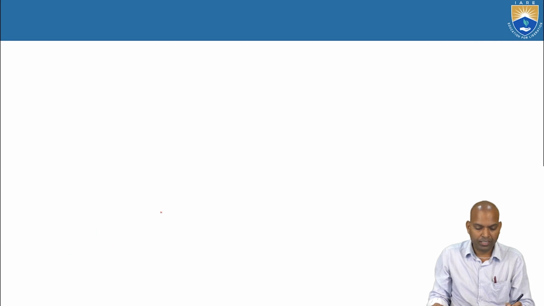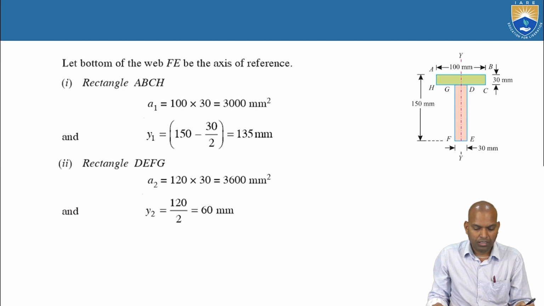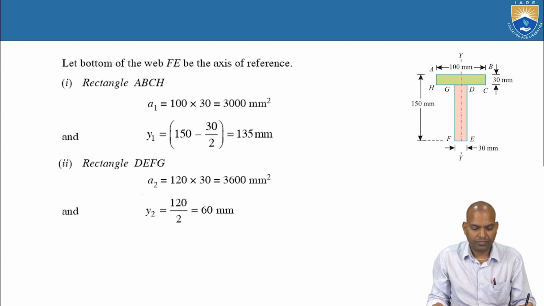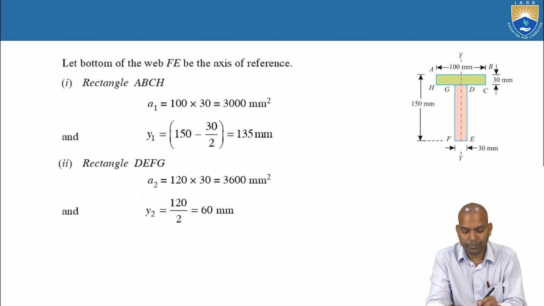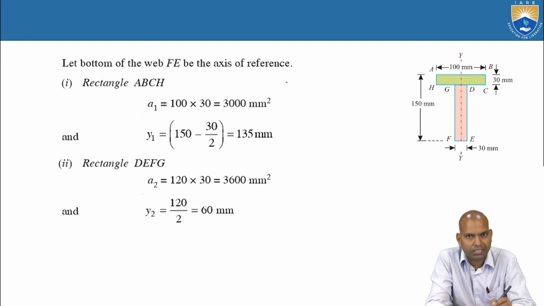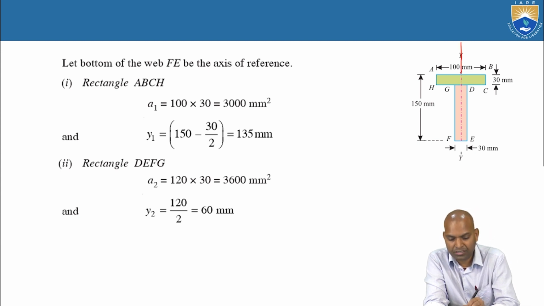Now let us come to certain sections such as the T section. If you want to calculate for the T section, it is symmetrical about axis Y. So for symmetrical sections, the point of centroid lies on the axis of symmetry. So for symmetrical sections, what about here?